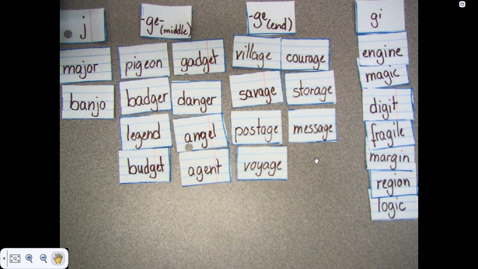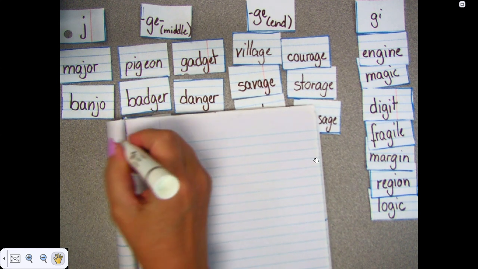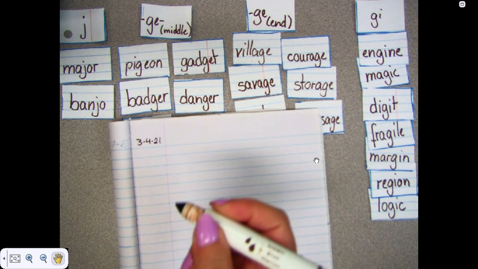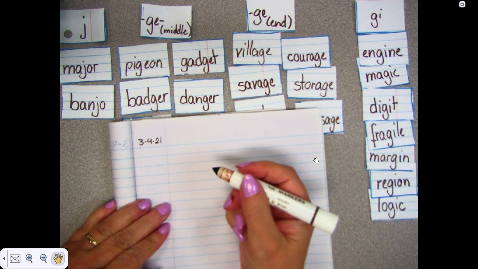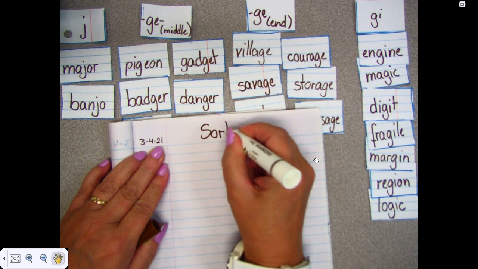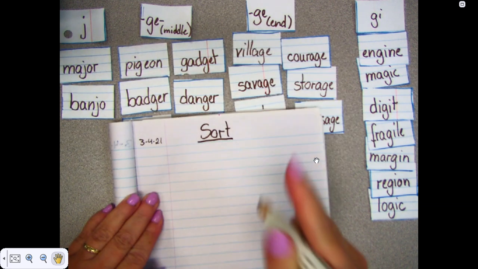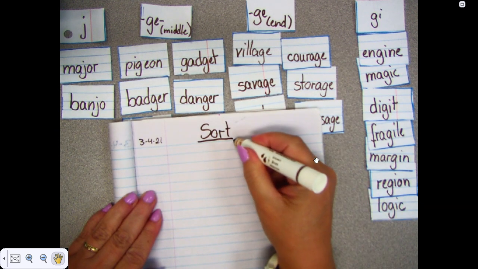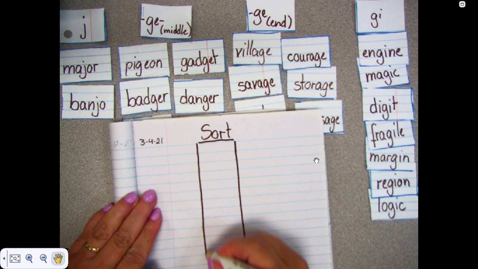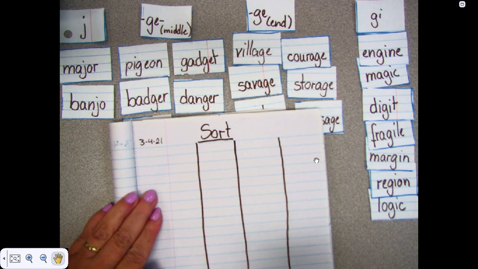So we're going to get our handy dandy notebook. And for me today is 3-4-21. And today we are doing our sort. So I'm going to write down sort. That's my title. I'm going to underline it. And I see that I have 1, 2, 3, 4 columns. So the easiest way to separate it into 4 is go down the middle, go down the middle again, go down this middle, and that way we have 4 columns.